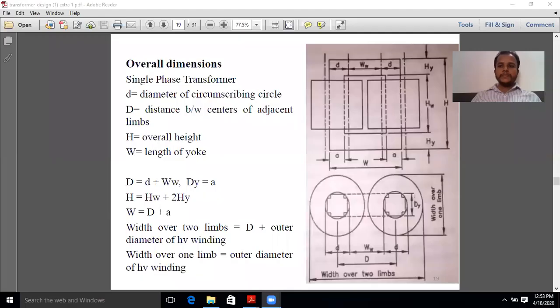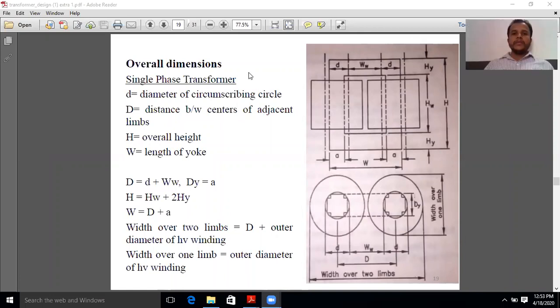In the previous lecture, we also discussed the overall dimensions of the transformer. So here I will show some documents. So this is the overall dimensions of the transformer.